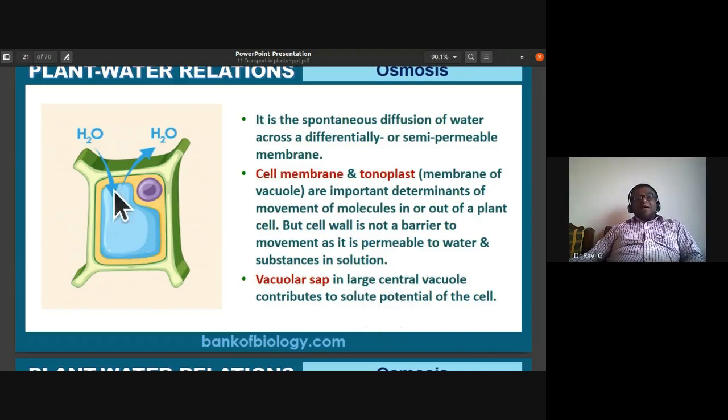So the vacuolar sap in the large central vacuole, you know that a plant cell has a large central vacuole. They have the sap within this vacuole. The vacuolar sap contributes to the solute potential of the cell. Because it has solutes dissolved in it, the vacuolar sap in the central vacuole determines the solute potential of the cell. So the vacuolar sap equals psi S, that is, the solute potential or osmotic potential of the cell.